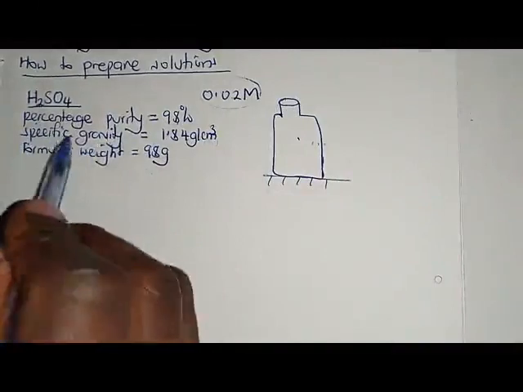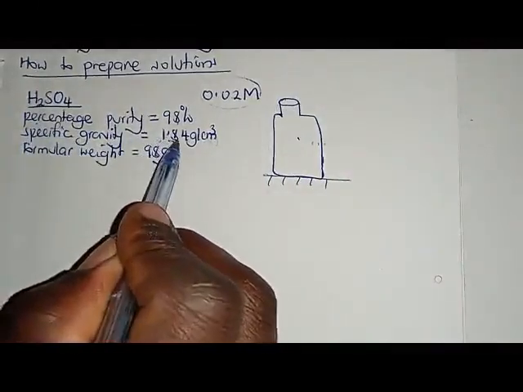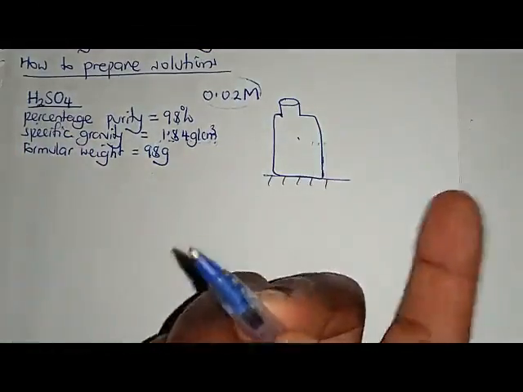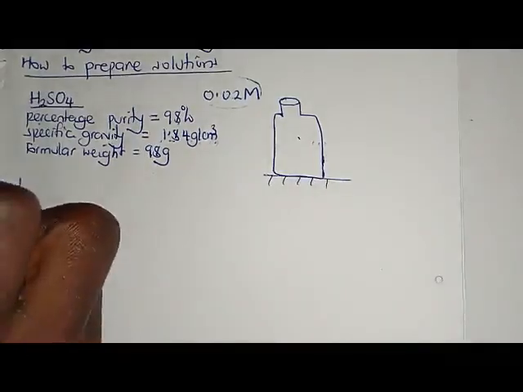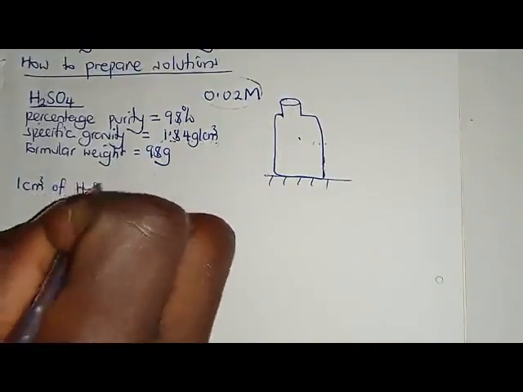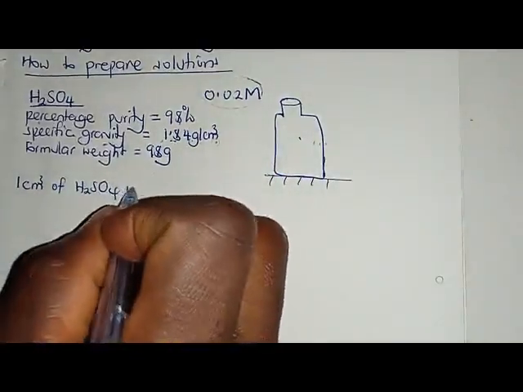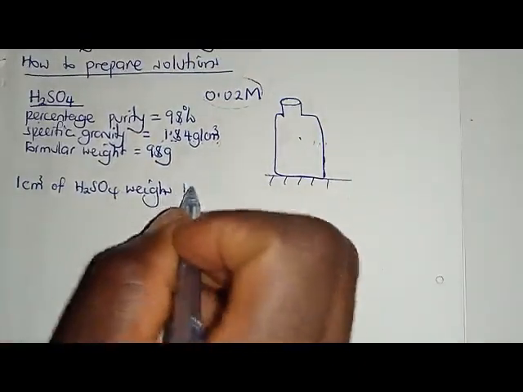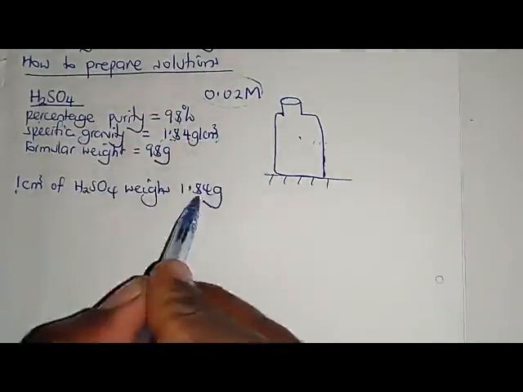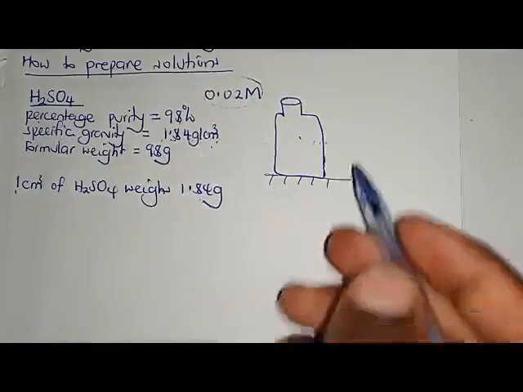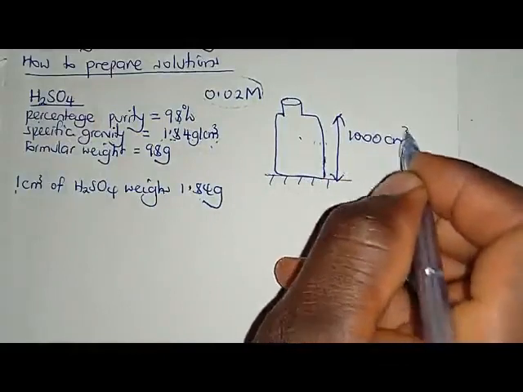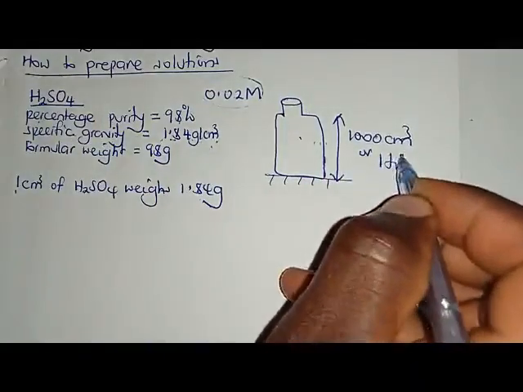So we are going to start with the specific gravity. If it is 1.84 grams per cubic centimeters, it means I'm going to use first principles. So guys, this is easy. I'm going to say 1 cubic centimeter of sulfuric acid in this bottle weighs 1.84 grams. This one applies for only 1 cubic centimeter, that is the specific gravity. But remember, I said this one is always 1,000 cubic centimeters, or 1 liter.